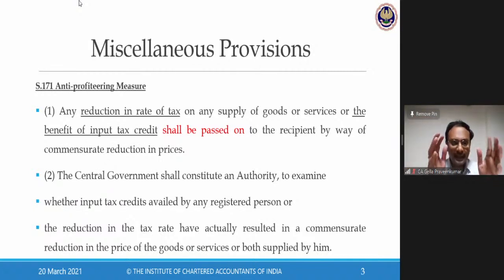Now, this is what my GST law talks about here, the anti-profiteering measure. All of you are in the third year of internship, going to write your exam in coming May 2021. This anti-profiteering, you would have tested in your financial audit, when doing a statutory audit for the financial year 2017-18. Was there a benefit of input tax credit? If there was, did the company take enough measures to pass on that benefit to the recipient? How do I know the company has passed it on?